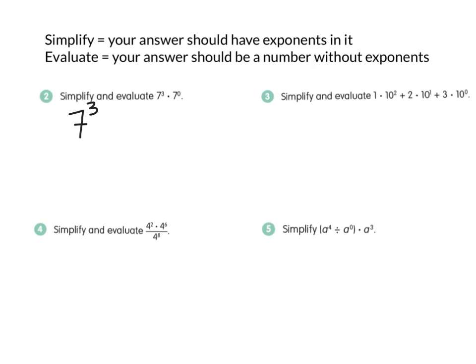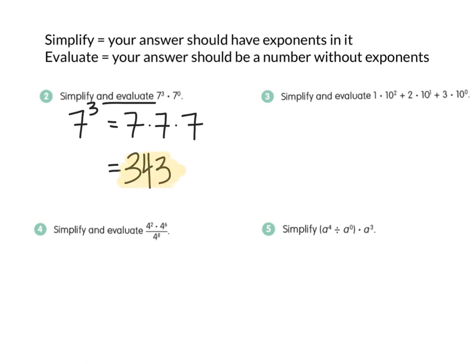But that's not our final answer because it said, and evaluate. When we evaluate it, we want to multiply 7 times 7 times 7, 3 times, and we want to find out what number that's actually going to equal. You guys will be able to use a calculator for this. Go ahead and grab out your calculator, type in 7 times 7 times 7, and you should get 343. Because it said evaluate, that's our final answer, 343.